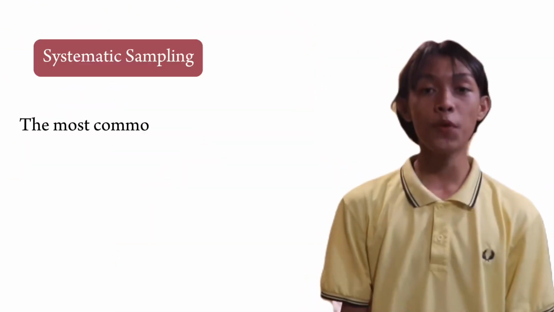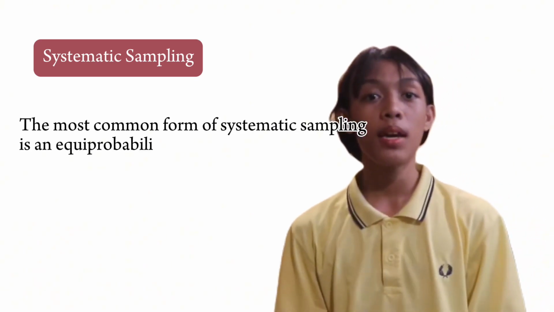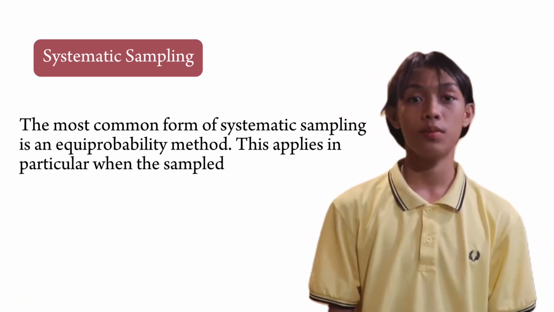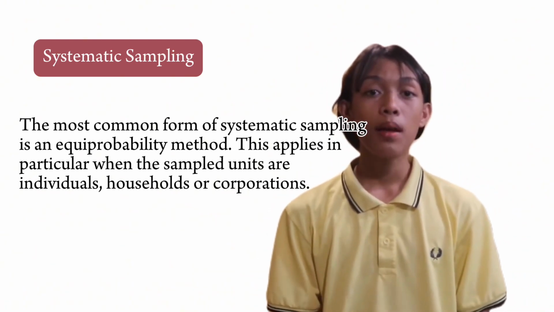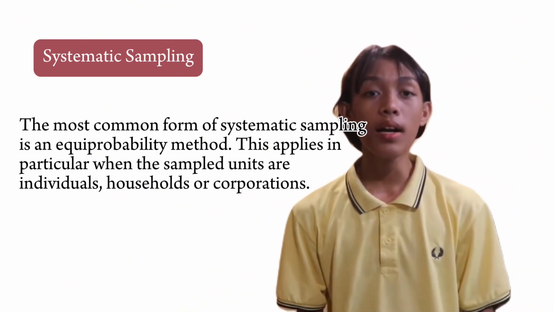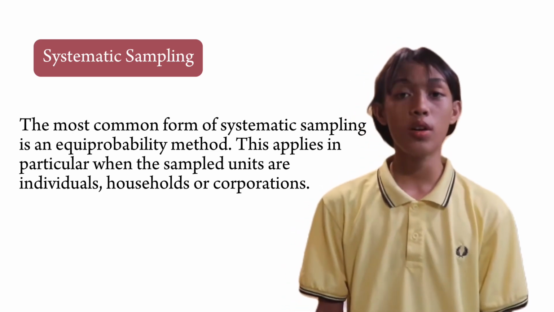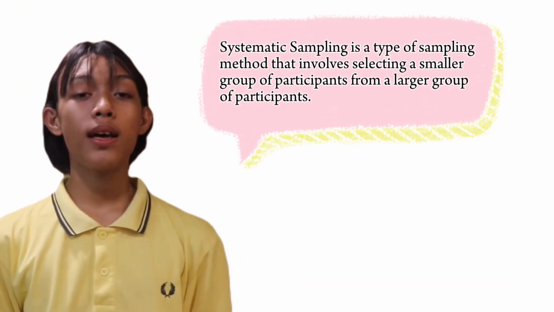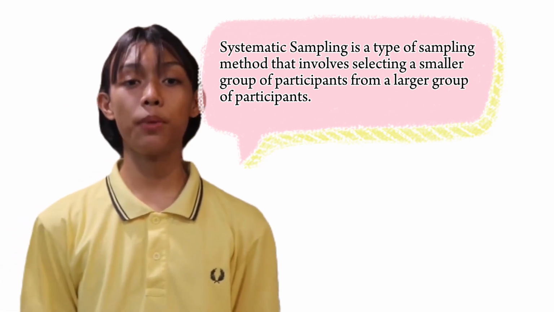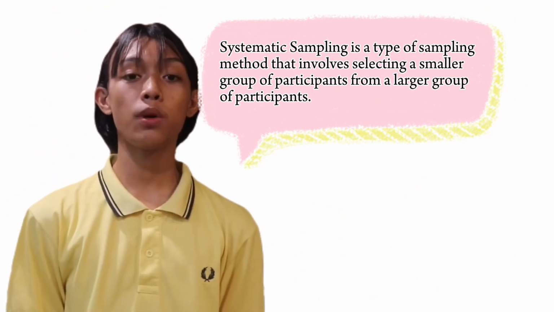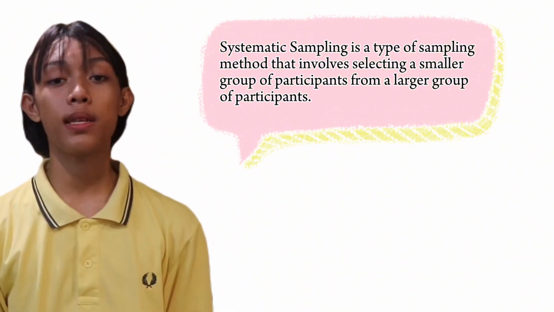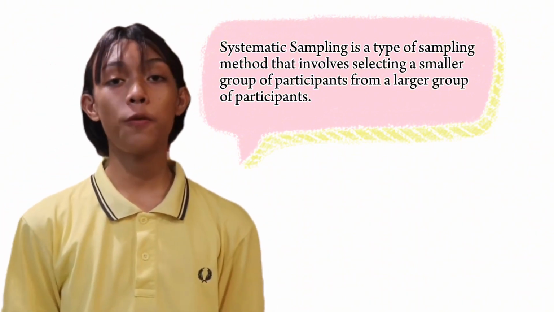The most common form of systematic sampling is an equal probability method. This applies in particular when the sampled units are individuals, households, or corporations. It means systematic sampling is a type of sampling method that involves selecting a smaller group of participants from a larger group of participants. Let us now discuss the types of non-probability sampling.